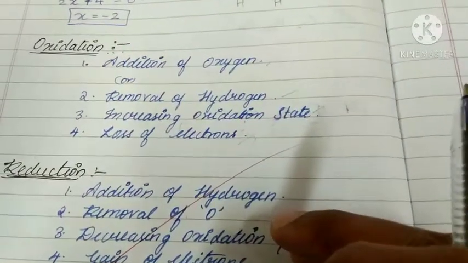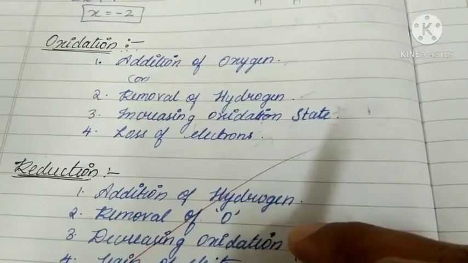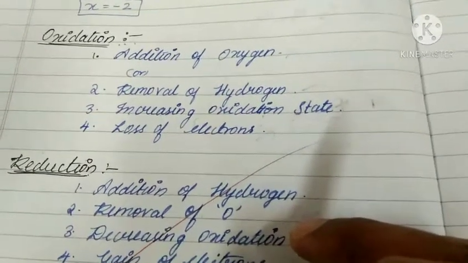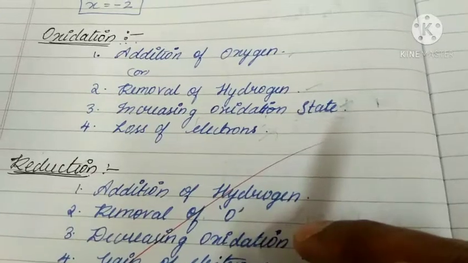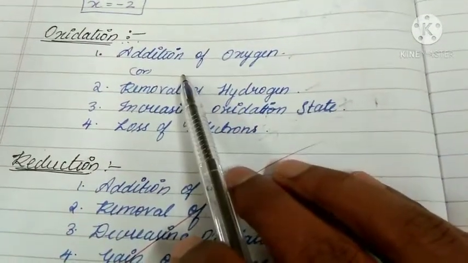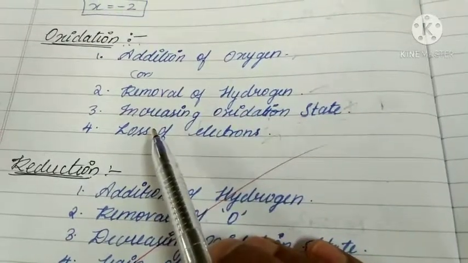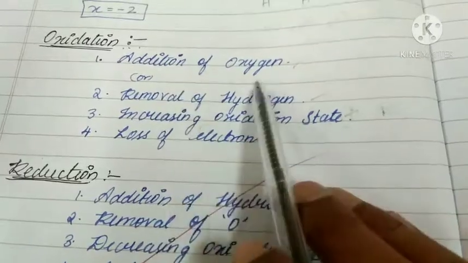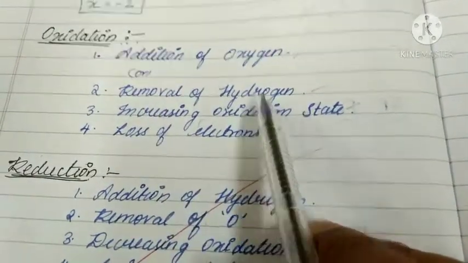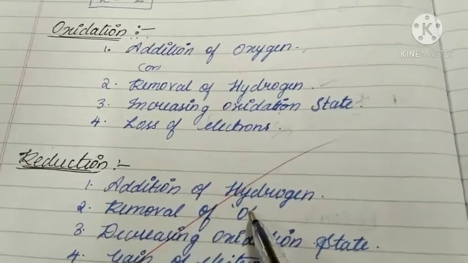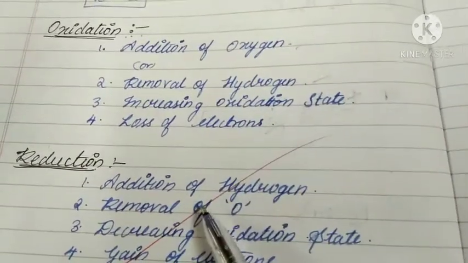Good morning, students. Now I am going to discuss the next topic in the redox reactions chapter, that is oxidation and reduction. We already have these two definitions from class 10 chemistry. The definition for oxidation is addition of oxygen, removal of hydrogen. The definition for reduction is addition of hydrogen, removal of oxygen. These two are old definitions.